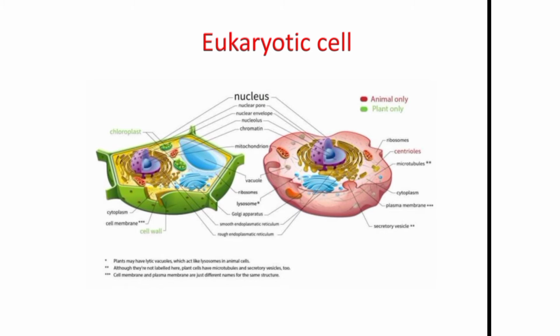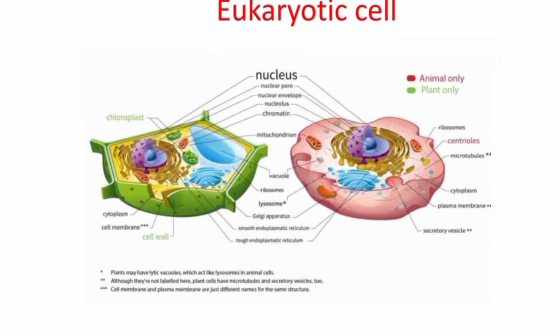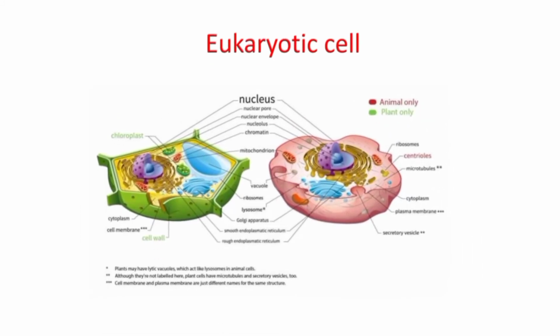Here you can observe very clearly the eukaryotic cell. This is a plant cell and this is an animal cell. You can pause the video and see this picture. Coming to the next slide.